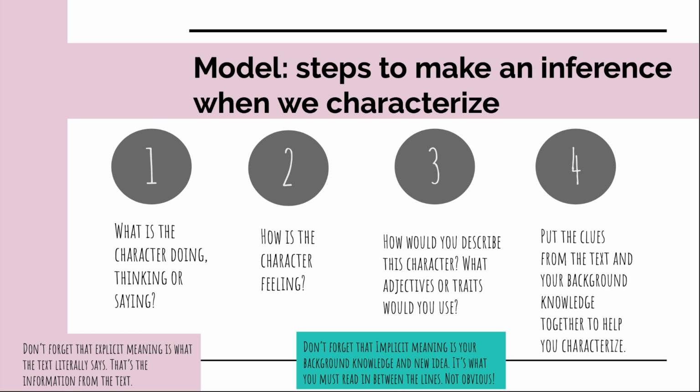So when we do step 2 and step 3, we may have to do a little bit of implicit digging, meaning the text may not tell us directly how a character is feeling or how we should describe a character, but we have to use our own background knowledge to help us create that meaning. That is the difference between explicit and implicit.